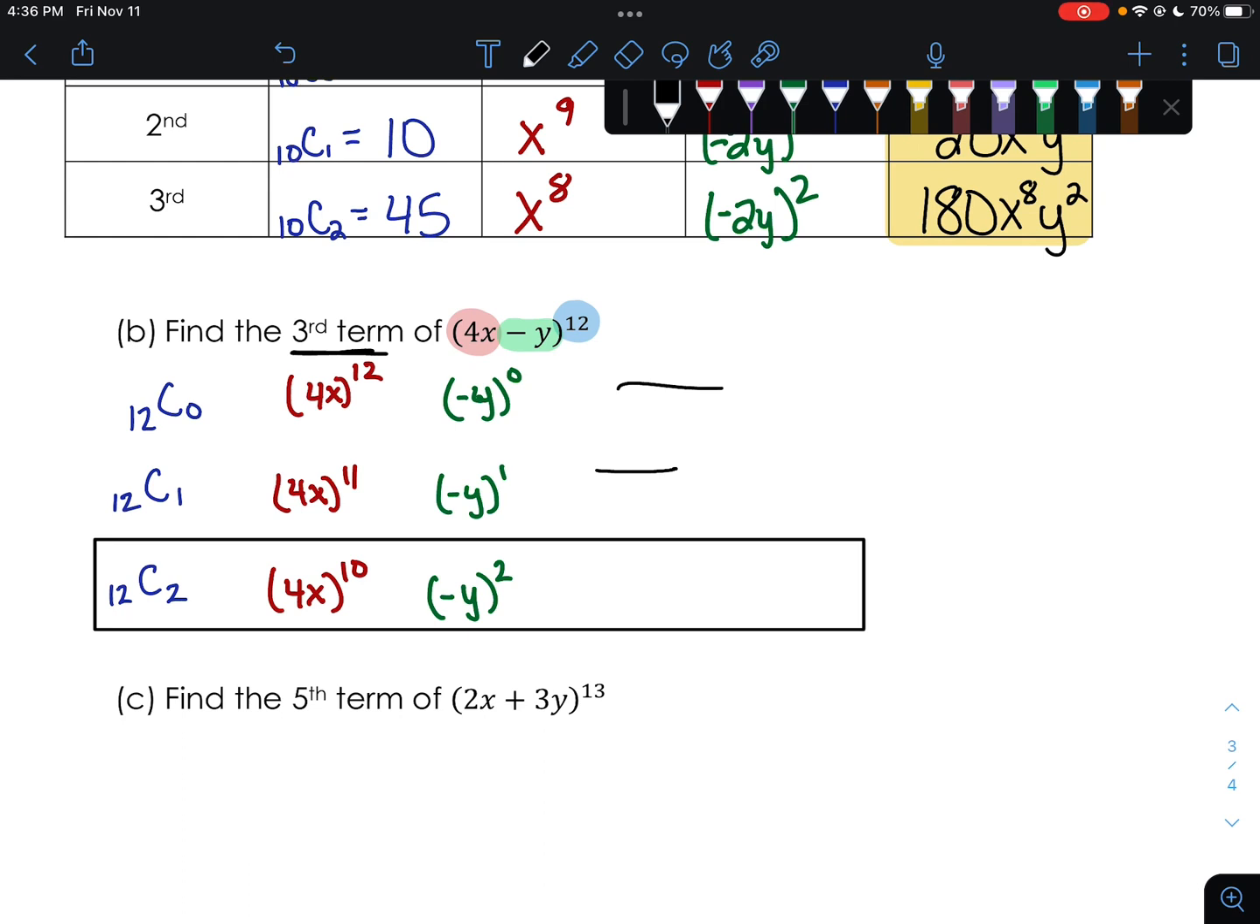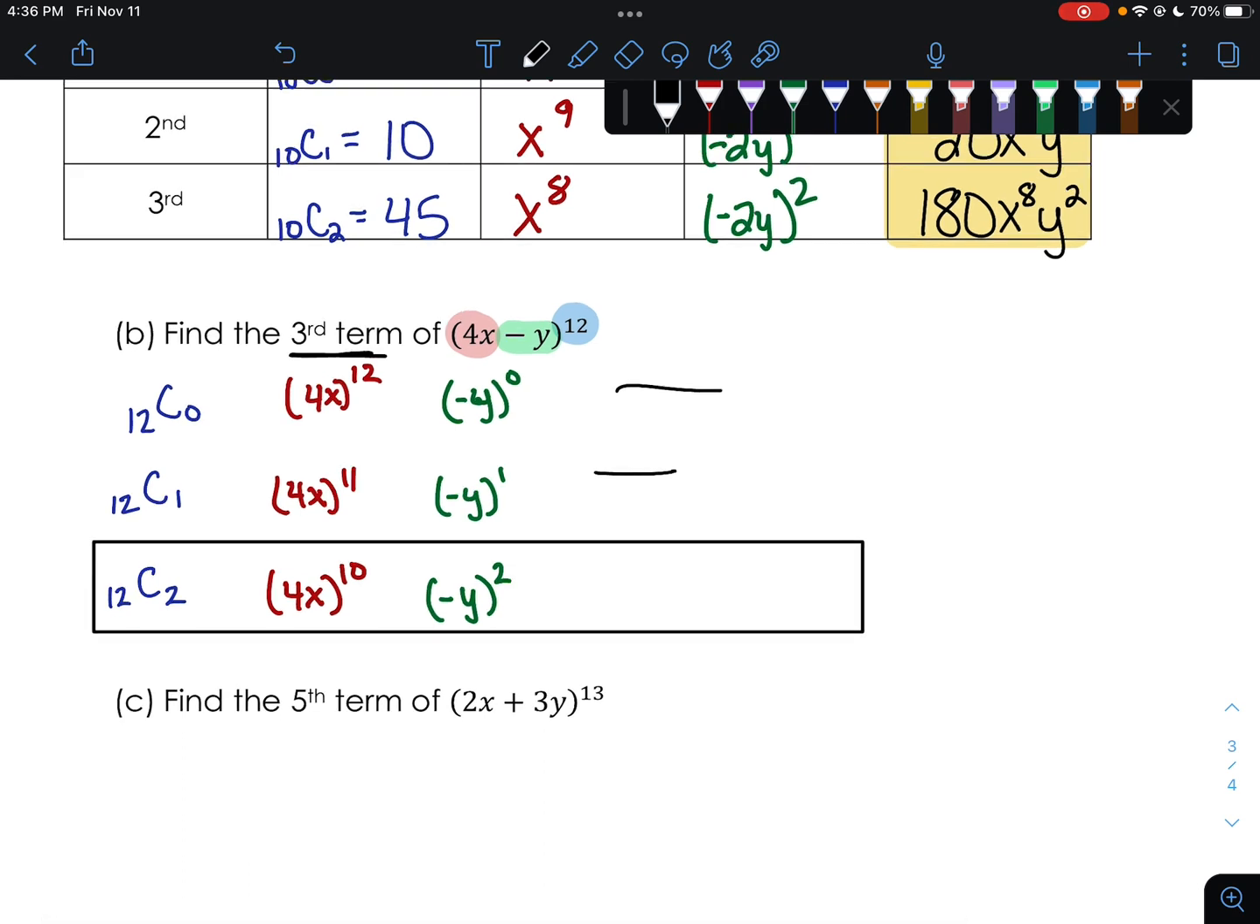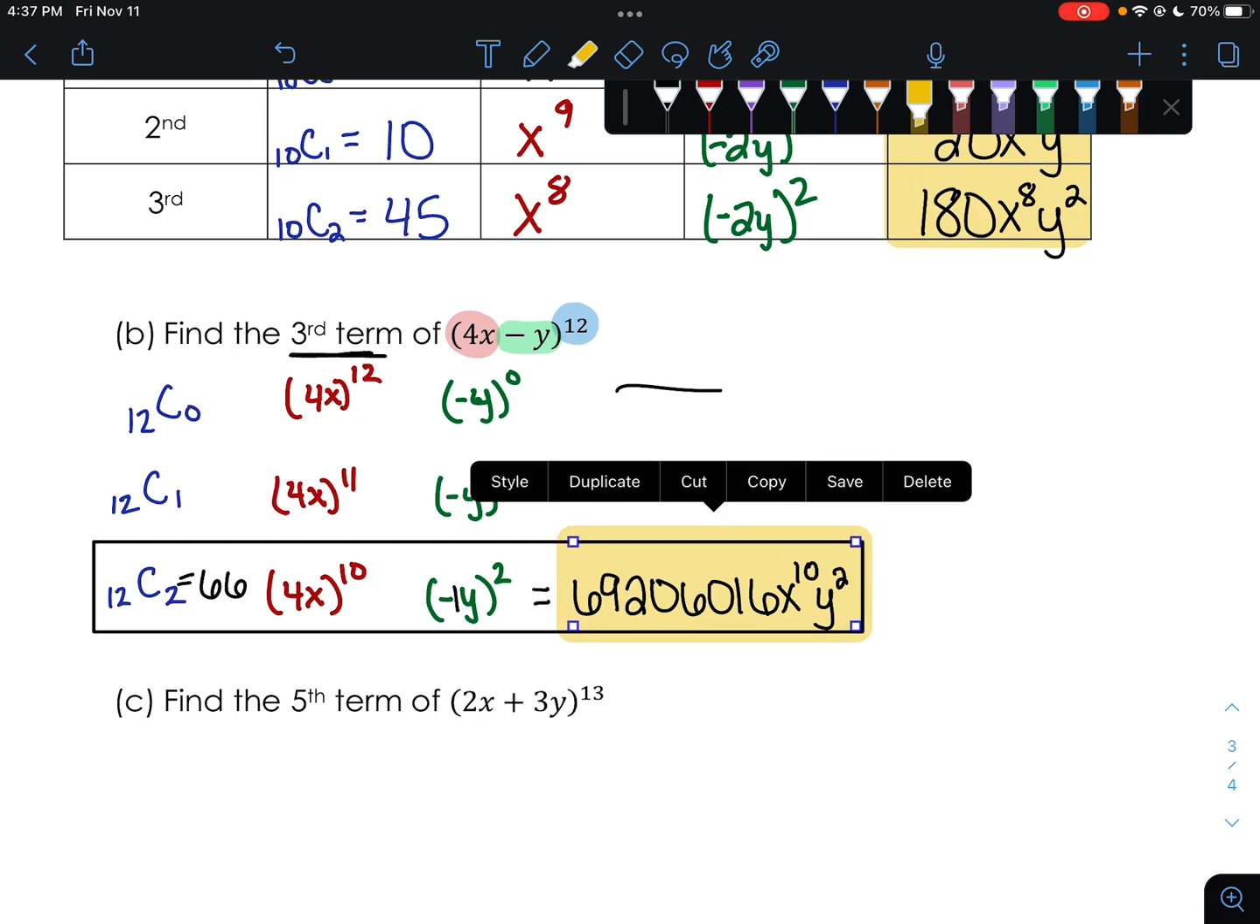So in your calculator, figure out what 12 choose 2 is. You should get 66. So then you're going to do 66 times 4 to the 10th times negative 1 to the second. And hopefully you get 692,016 x to the 10th y to the second. And that right there would be the third term of this expanded binomial.